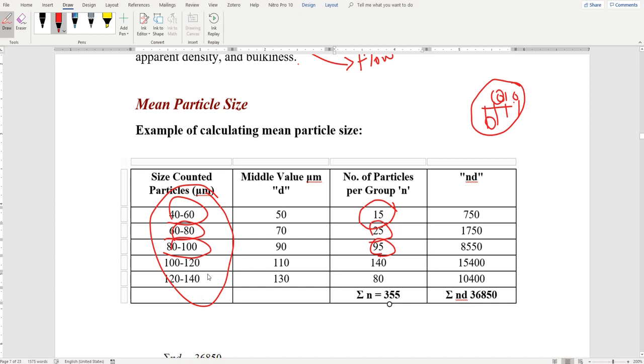In the microscope, let's say you are starting from the top left. You start moving to the top right. From the top right of the slide, you start moving to the bottom right. From the bottom right to the bottom left, and then you stop. In this case, you'll be able to measure at least 200 particles.